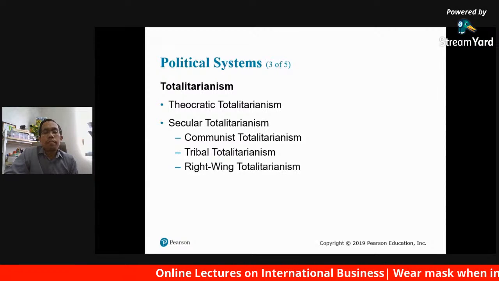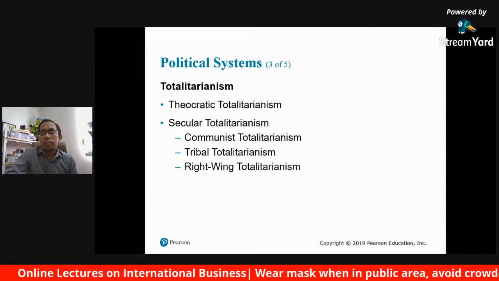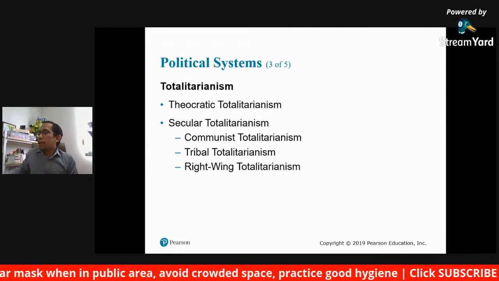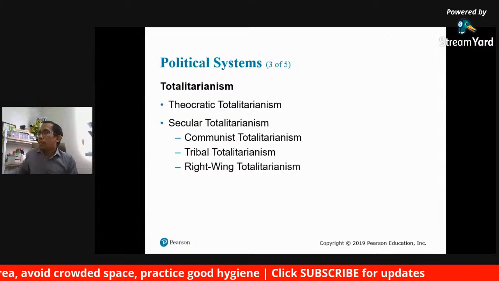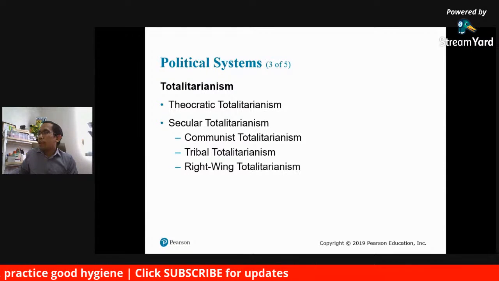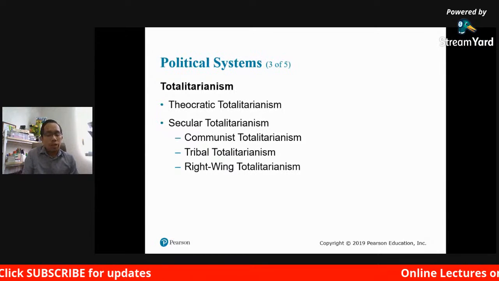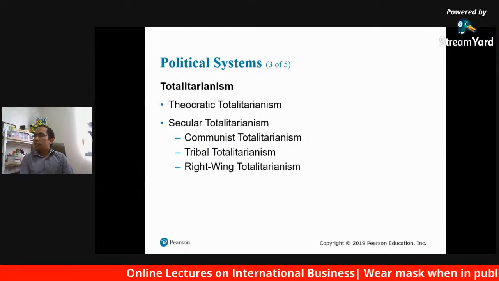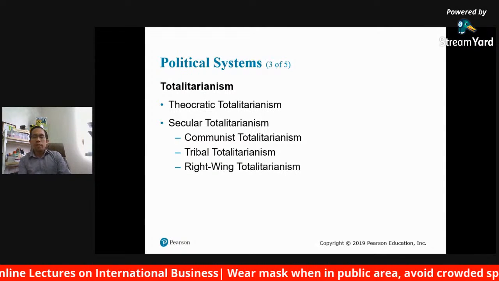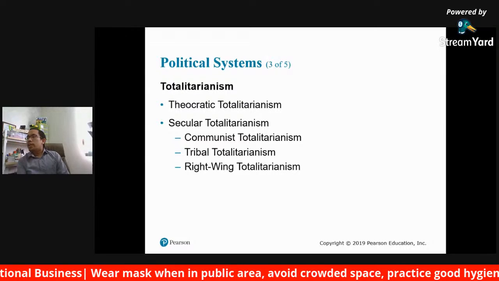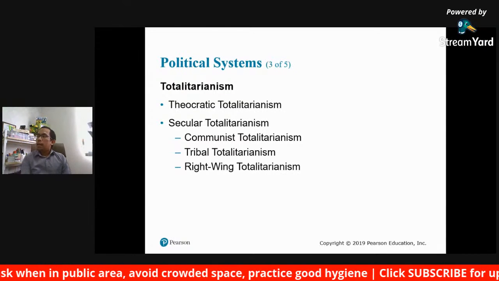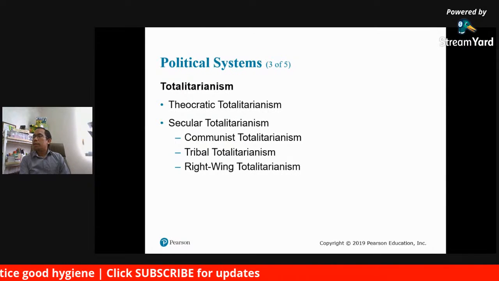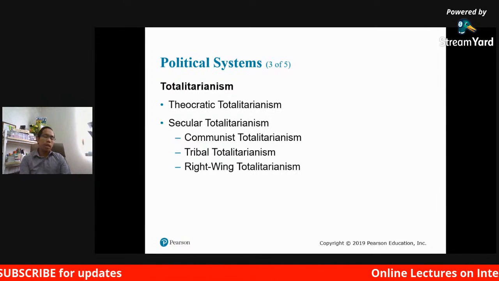Secular totalitarianism has three types. First, communist totalitarianism, which puts everything on the shoulders of the leaders. Communist totalitarianism believes that social economic equality can be obtained only by establishing an all-powerful communist party and by granting the government ownership and control over all types of economic activity.